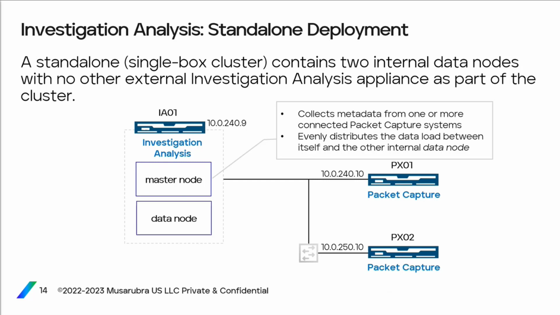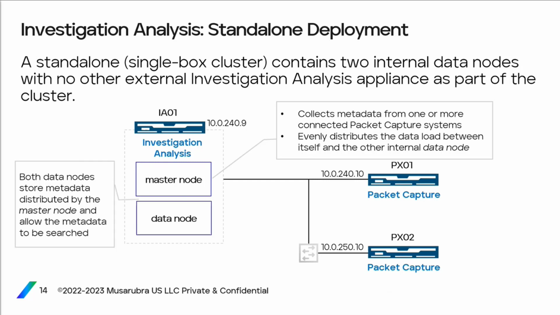So the way it works is, in this deployment, the IA, or the investigation analysis, acts as a standalone cluster without any other external investigation analysis appliance as part of the cluster, just a standalone. The master data node collects metadata from connected packet capture systems, evenly distributes data load between it and the other data node. Now, both data nodes store metadata and allow the metadata to be searched. This is the default behavior of a standalone investigation analysis system.